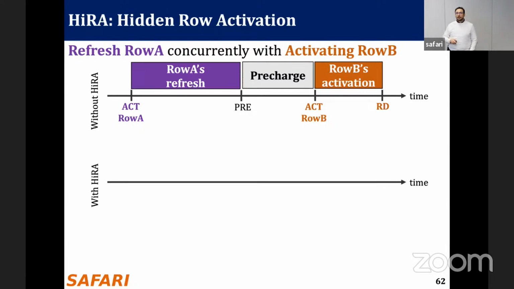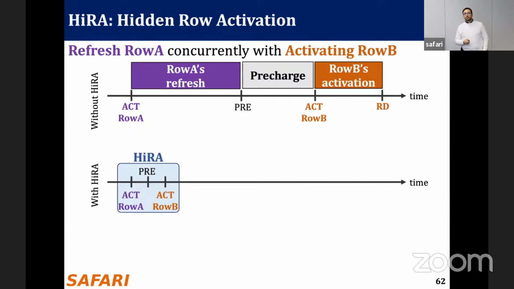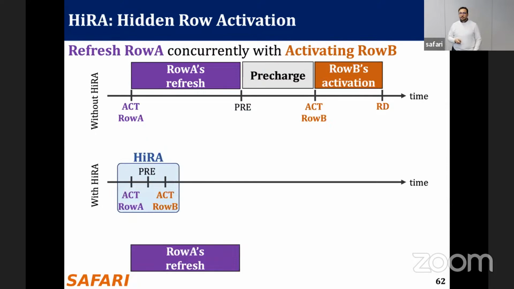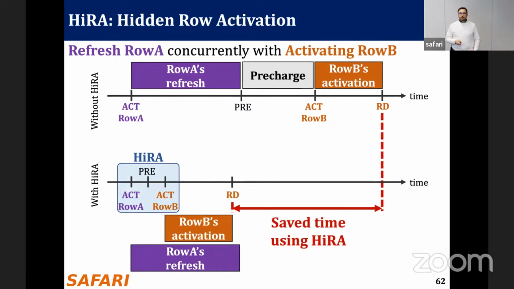And when we have HiRA, what we do is we do this operation, activate, precharge, activate in quick succession. And as a result of this, we activate row A with the first activation, and its refresh operation internally starts. And then with the second activation, we activate row B. And assuming that these two rows are in different subarrays, they do not corrupt each other's data as well. And we can save a significant amount of time.